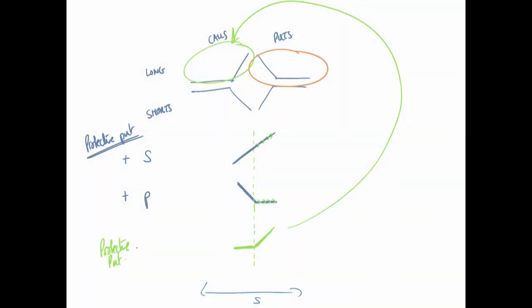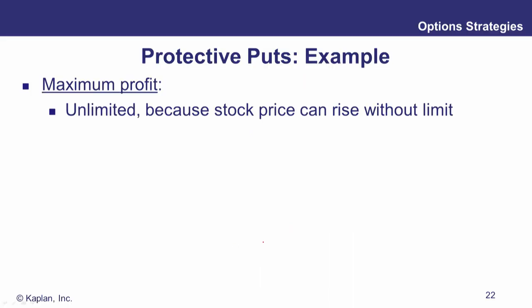So maximum profit here. Let's think about our basic exposure. A protective put is a synthetic call. The maximum upside is still unlimited, isn't it? Because there's no ceiling on how much the underlying can go up. Yes, the premium that we've paid for the put is a drag on performance, but there's still no ceiling on how far the stock price can go up. So maximum profit is unlimited.